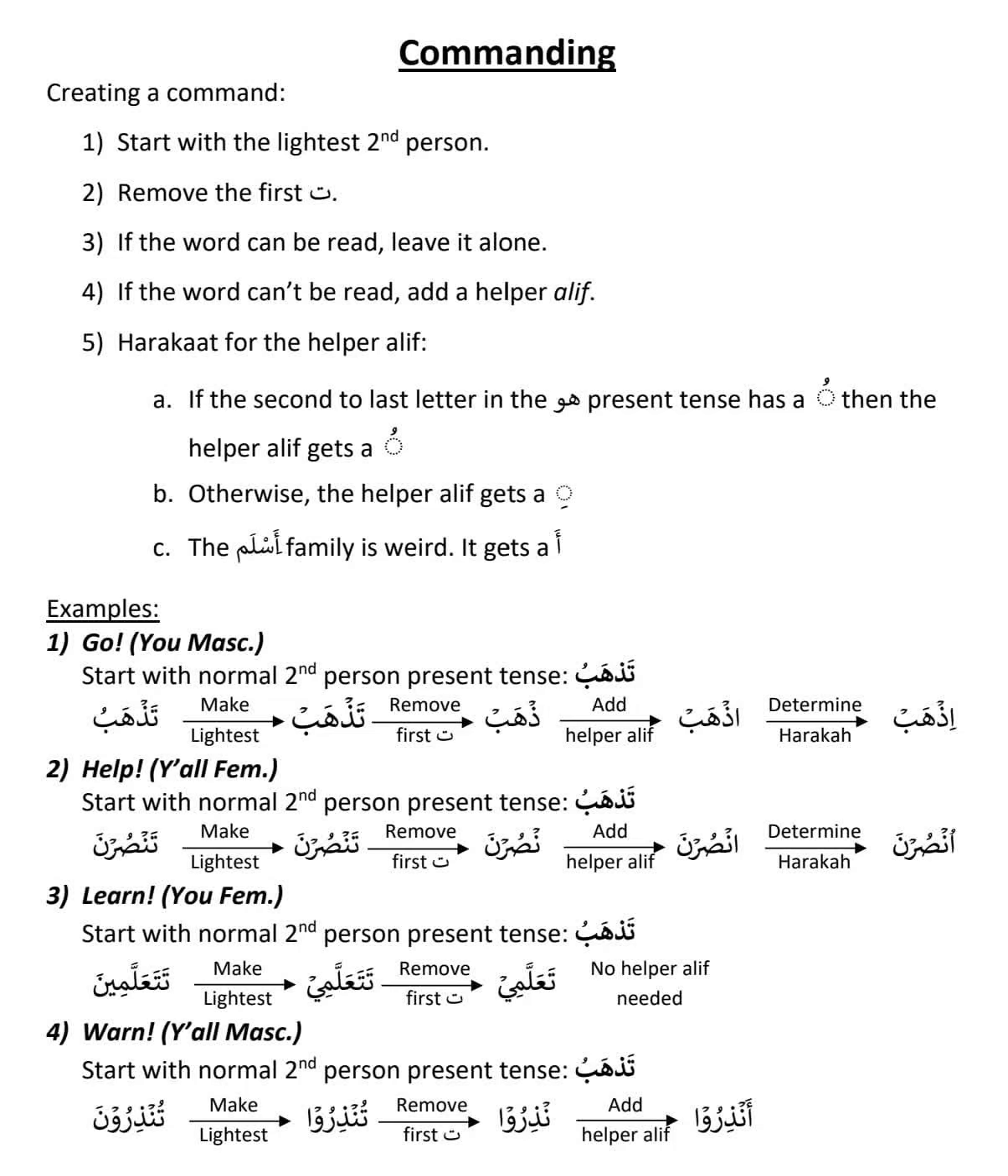The example given is tansurna. I will do the example tansuru. So how to make the first step? Take the tansuru. First step is make it lightest. So tansuru is normal, tansura is light, and tansur is the lightest. That's the first step. Second step, you remove the ta. First ta you remove it.